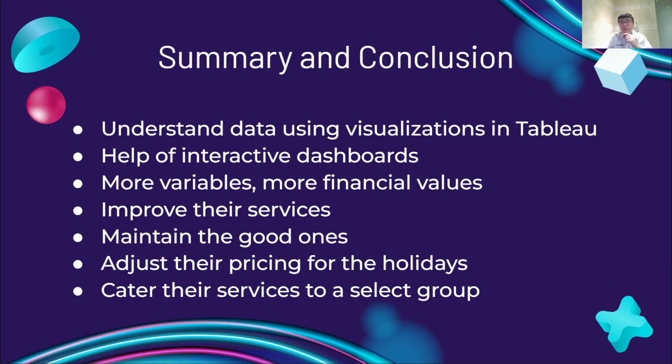There are some improvements that can be made to this analysis, where more variables are used and actual financial values such as revenue and profit are given at the start rather than having to create them, for better analysis. From the 3 research objectives, the hotel management can learn to improve the areas that are weakened, maintain the good ones, adjust their pricings appropriately for the seasonal boom, and finally, cater their services to a selected group for a better response.